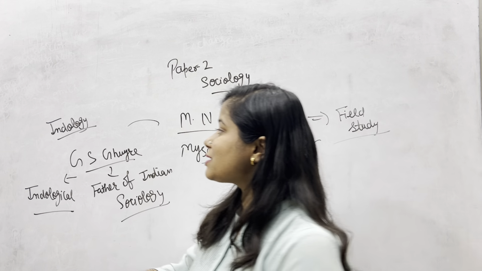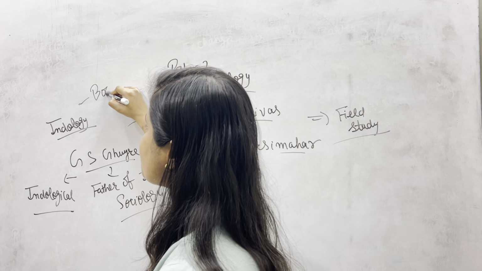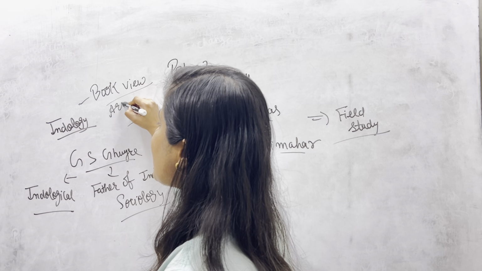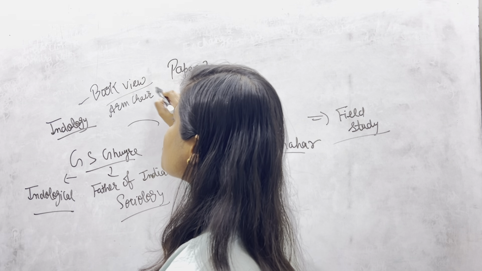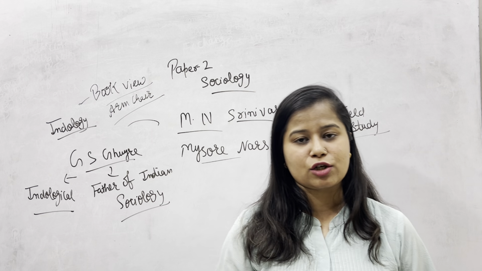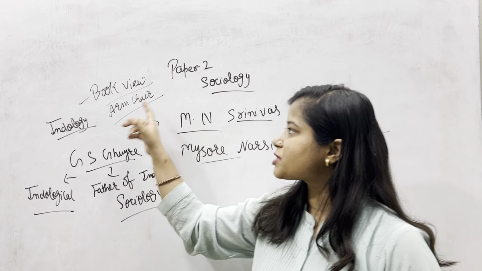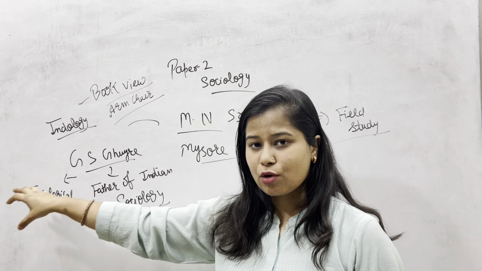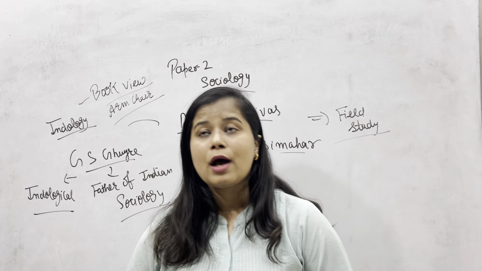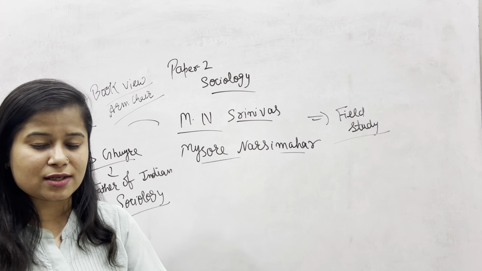When you use books for that, this is also known as the book view, or we can say the armchair method, when you are simply sitting on a chair reading a book and deriving knowledge out of it. So this concept is known as the book view, or Indology, when you get information about society from books. But Srinivas went ahead of this concept.